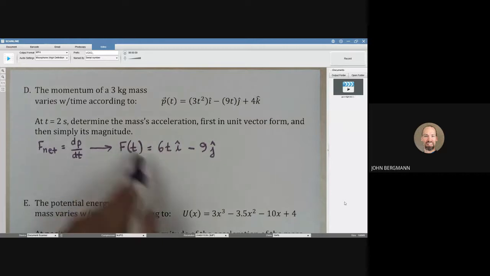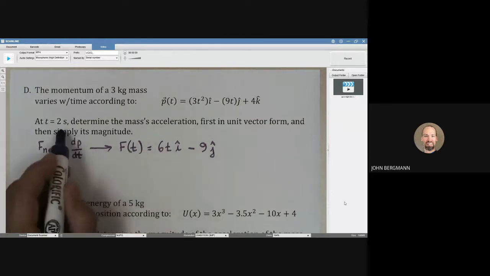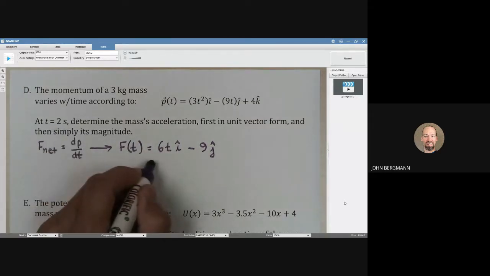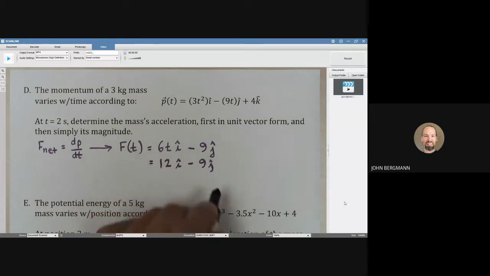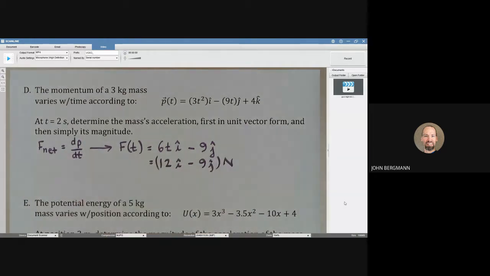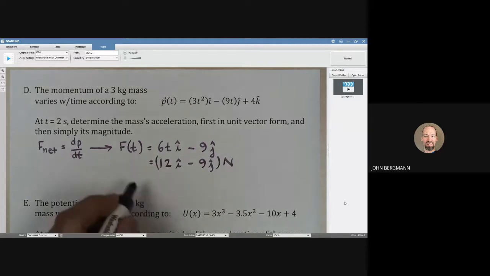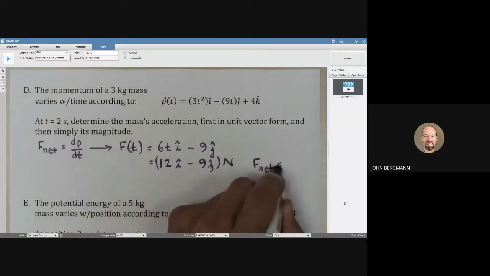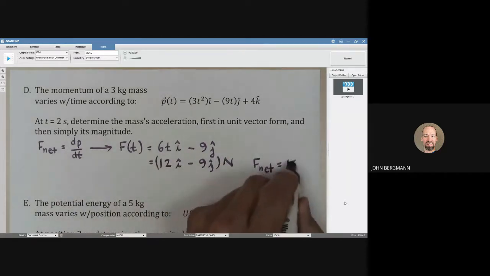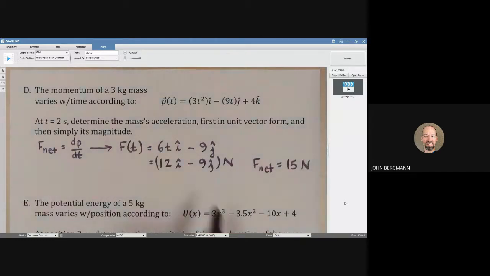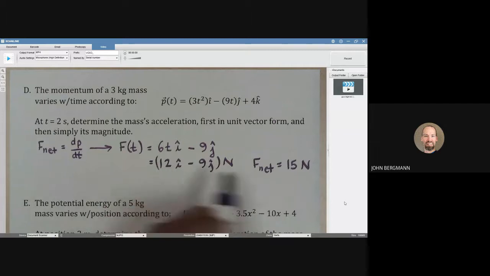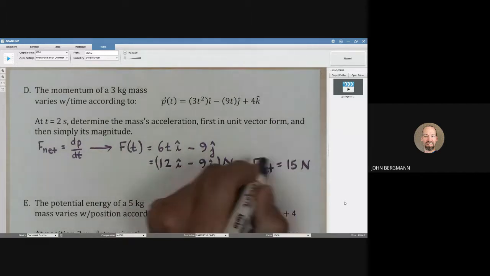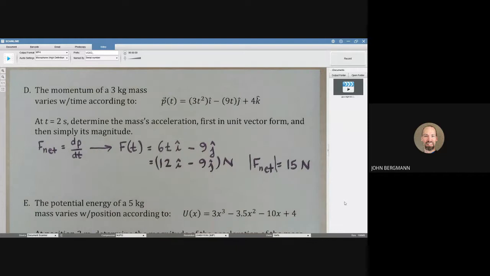So if we put 2 in there, 2 seconds, because that's the time we're asked about, we get 12 newtons in the i hat direction minus 9 newtons in the j hat direction. And that's going to give us, isn't it, a net force. This is a 3, 4, 5 right triangle of 15 newtons. 9, 12, 15, 3, 4, 5. So the net force has a magnitude of 15 newtons.